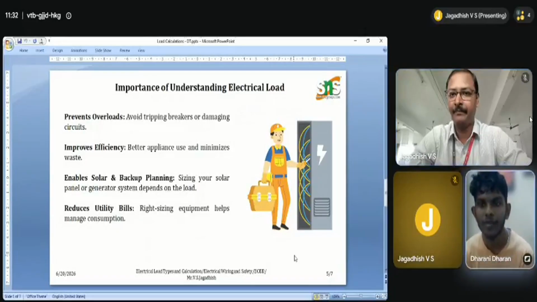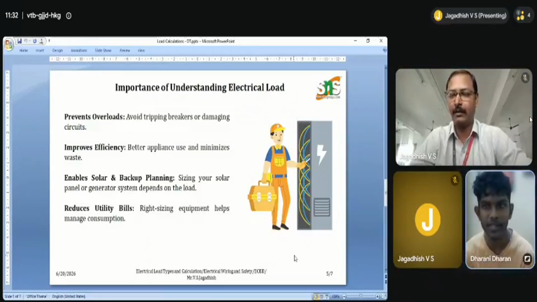Yes, sir. Preventing overloading is about avoiding tripping of breakers or damaging circuits. Improving efficiency means using better appliances and minimizing waste, which is one of the efficient things we have to do in today's world. Enabling solar and backup planning is about sizing your solar panels or generator system depending on how much we are going to consume. And the last point is reducing utility bills. These things will help us manage the consumption and the loads.